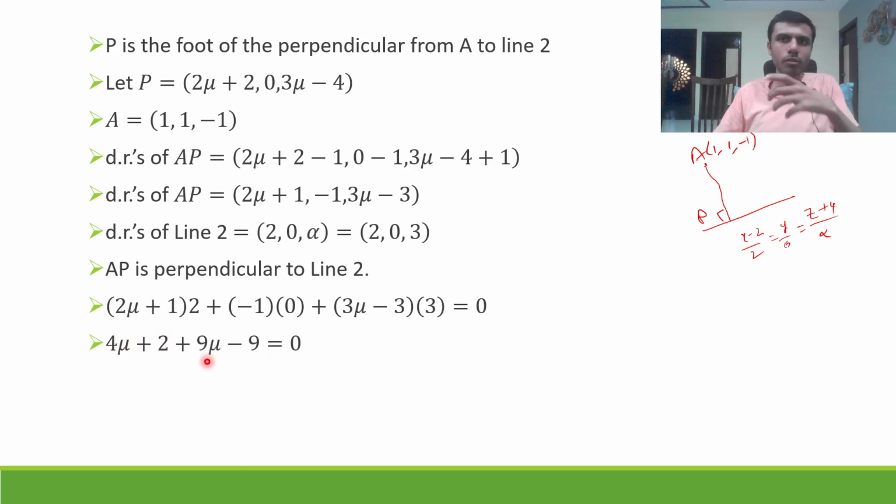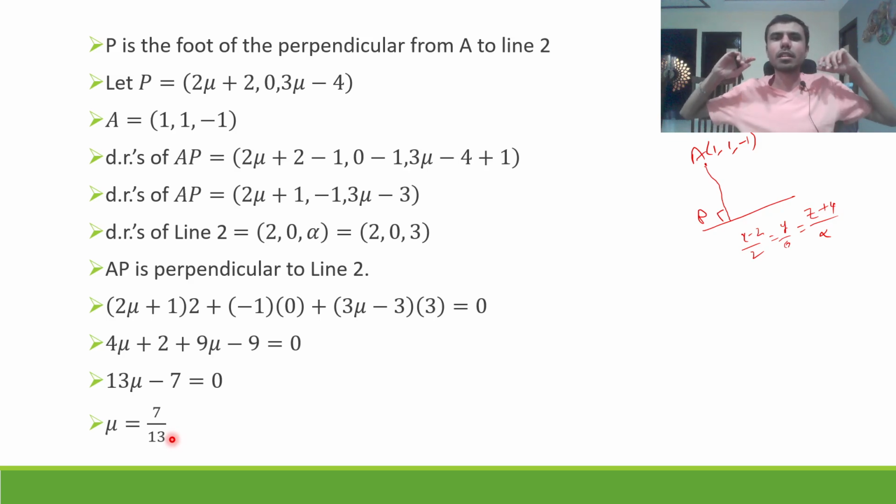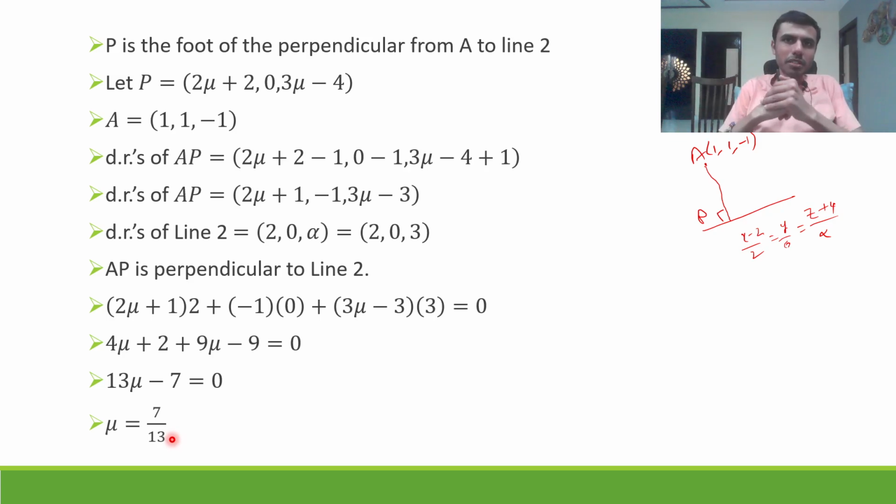4 mu plus 9 mu is 13 mu. 13 mu minus 9 is minus 7. So 13 mu minus 7 is 0. So mu will be 7 by 13. Mu is 7 by 13.